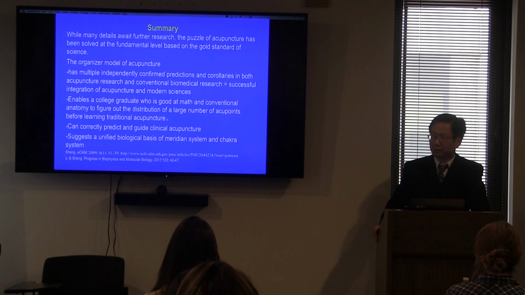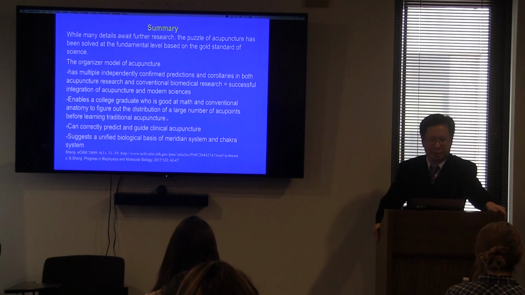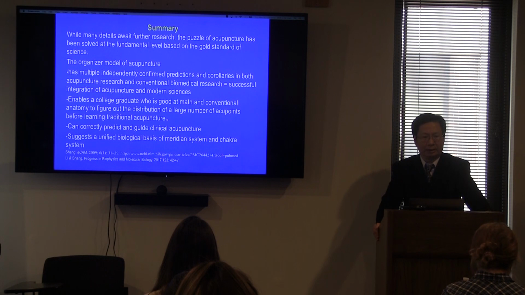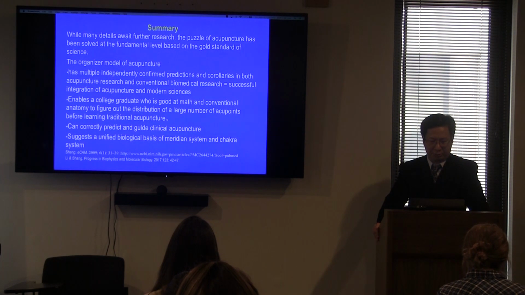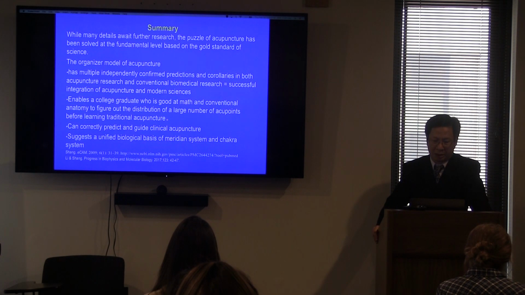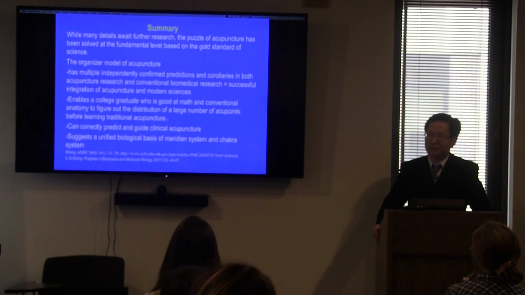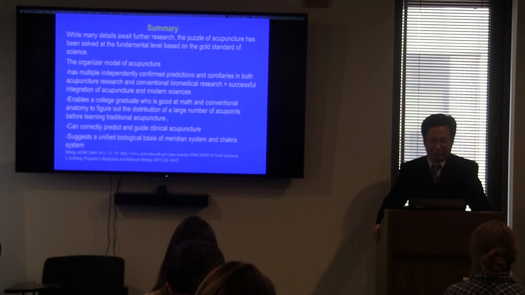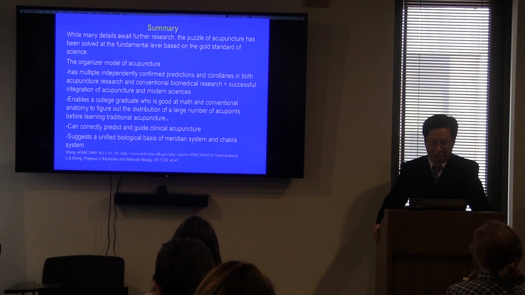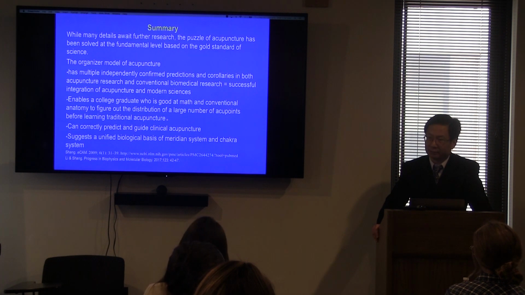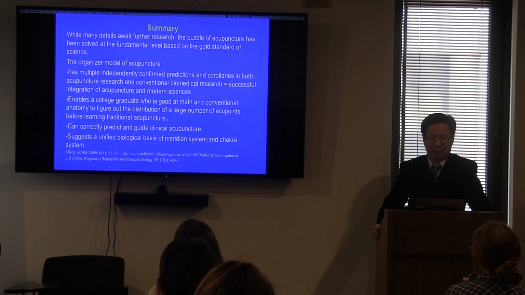And the organizer model of acupuncture that I discussed earlier has multiple independently confirmed predictions and corollaries in both acupuncture research and conventional biomedical research. It enables a college student, or even a high school student who takes some AP courses, to figure out a large number of acupuncture points without even learning the traditional acupuncture texts. It can predict and guide clinical acupuncture, and it also suggests a unified biological basis of the meridian system and the chakra system.